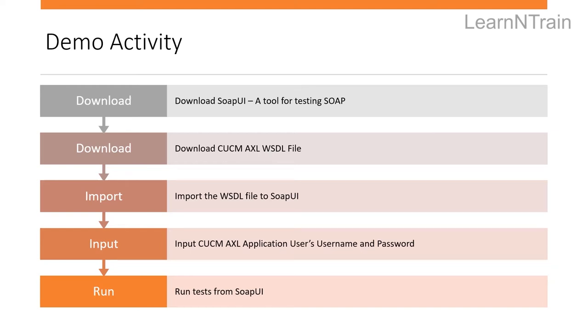Now that we understand the basics about CUCM AXL APIs, it's time for a demo activity. We are going to use a SOAP tool called SoapUI for this testing. We will also need to download the CUCM AXL WSDL file. Remember, the WSDL file contains details about the functions of the SOAP implementation. Now, we need to import this WSDL file to the SoapUI tool, input the username and password for the CUCM AXL application user in SoapUI, and then we are good to run some basic AXL API tests.